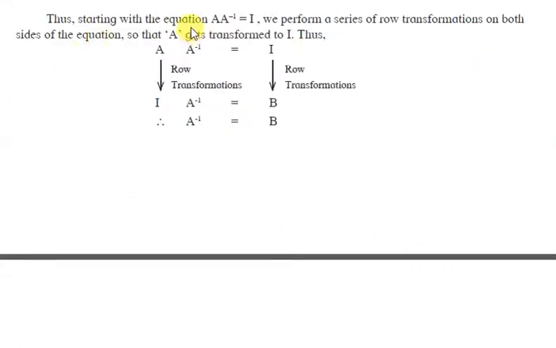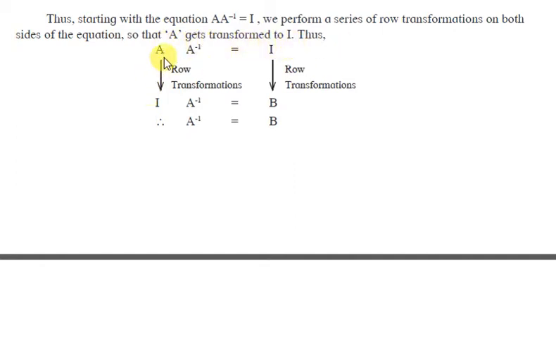Now starting with the equation A into A inverse is equal to I, we perform a series of row transformations. It means no column transformation method should be used in this row transformation method. So on both sides of the equation, let's show that A gets transformed into I.